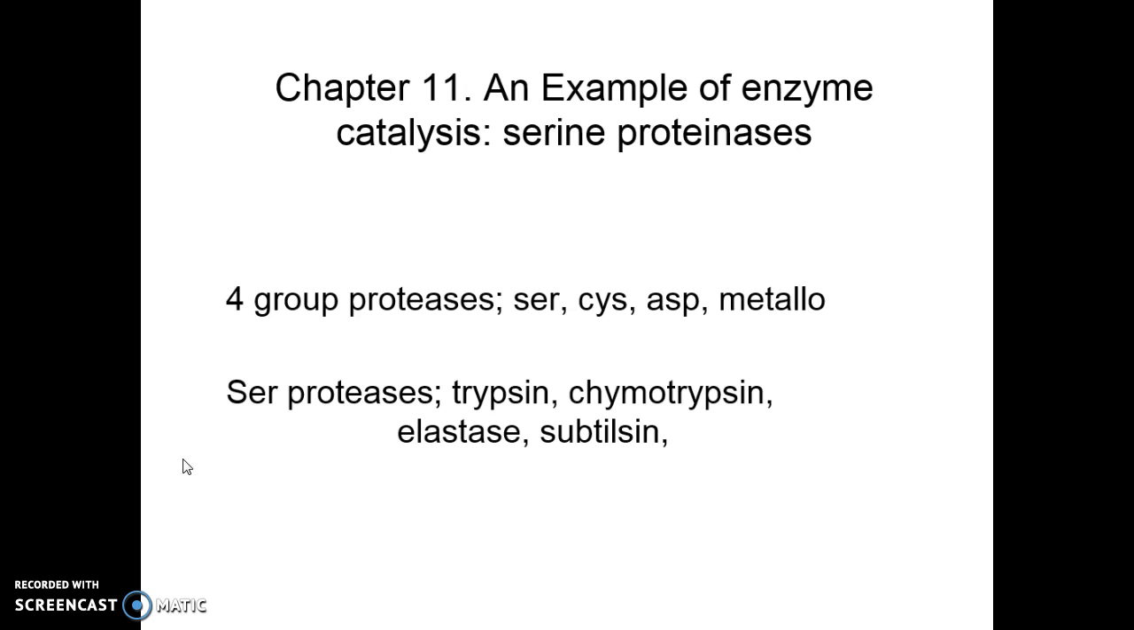Higher organisms like us use proteinases for such different functions as food digestion, cleavage of signal peptides, and control of blood pressure and blood clotting. Lower organisms like bacteria also produce many different extracellular proteinases to degrade proteins in their environment. Trypsin, chymotrypsin, elastase, and subtilisins belong to the serine proteinases.